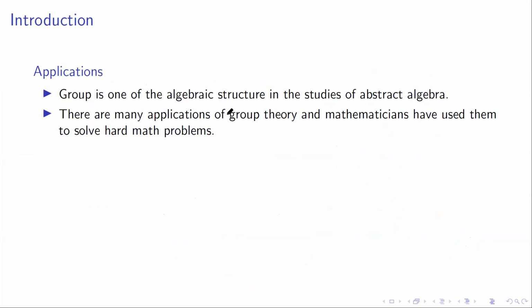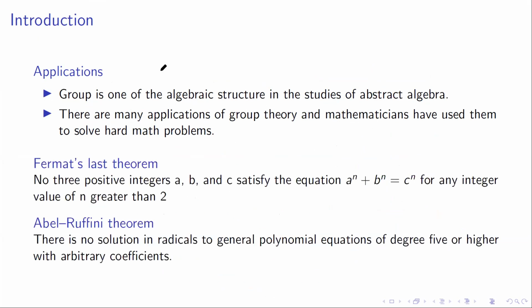Before I move on to talking about the definitions and the axioms, I just want to introduce some of the great applications of groups. Group is one of the algebraic structures in abstract algebra, and mathematicians have used group theory to solve a lot of hard problems. For example, we have Fermat's Last Theorem, which says that a to the power of n plus b to the power of n equals c to the power of n, where n is greater than 2, you cannot find a positive integer solution. This was proved using elliptic curves, group theory, and some advanced stuff, and it's one of the greatest proofs using group theory.